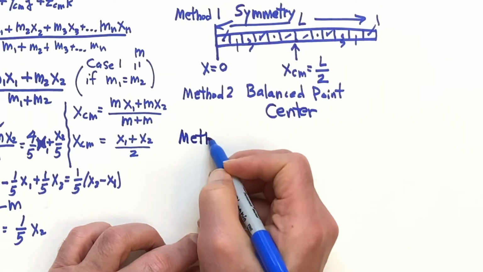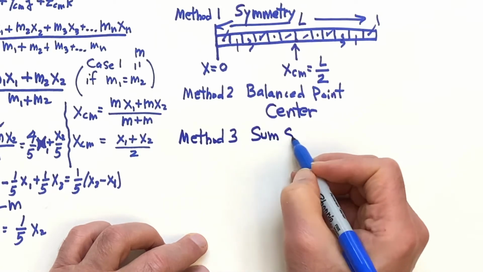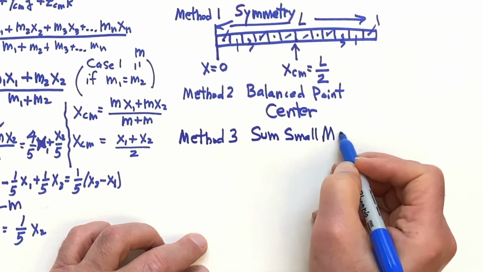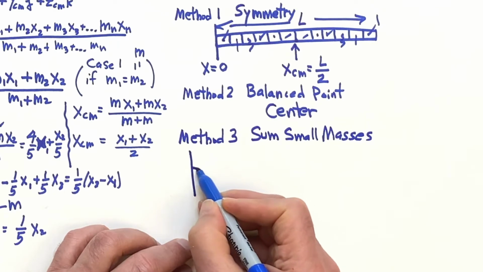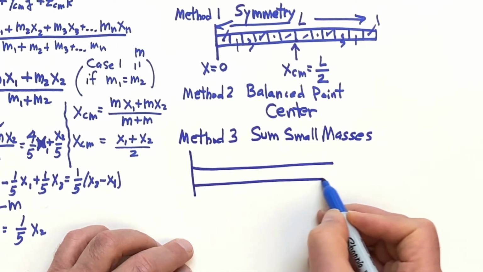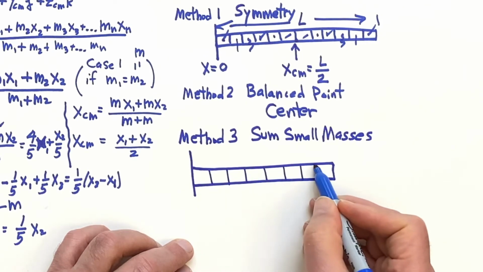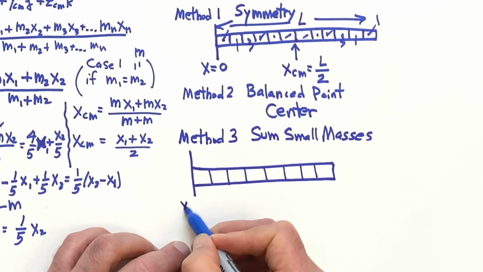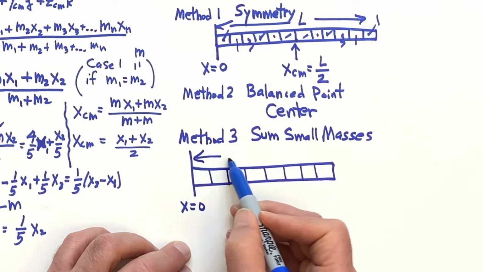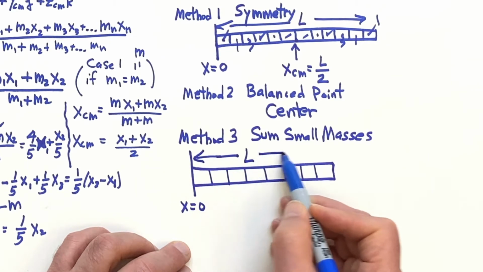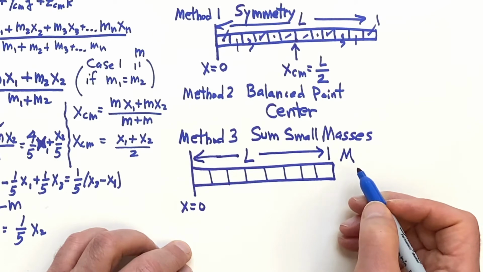Method 3, I'm going to sum small masses. Now this is the idea of calculus, but we're not going to use calculus. We're just going to do it by summing. So here, if we have the various blocks broken down, this is x equal to 0 here as our reference, and then this is going to be length L and also mass capital M.